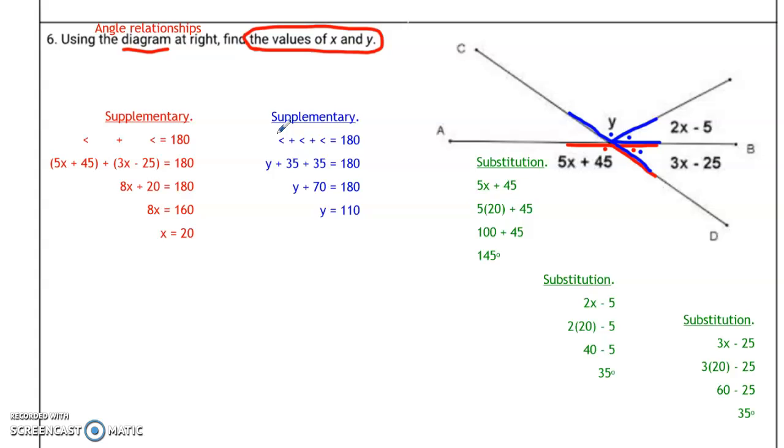Keep in mind, anytime you've got a straight line, add the angles that compose that line up and set them equal to 180. That's an easy way to do this. I'm substituting and solving, and I get y equals 110. So I have the two values of x and y. That's the thing I circled.